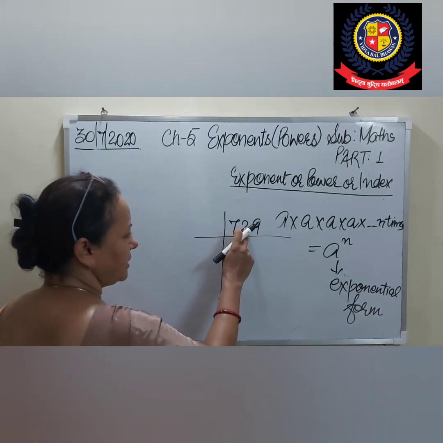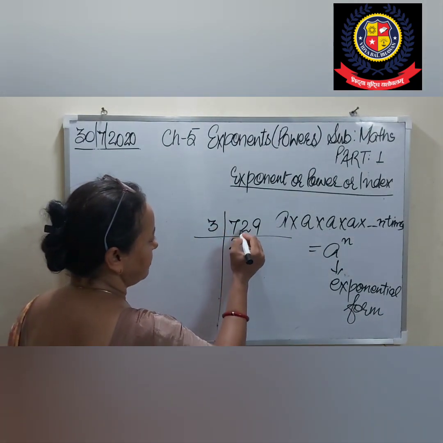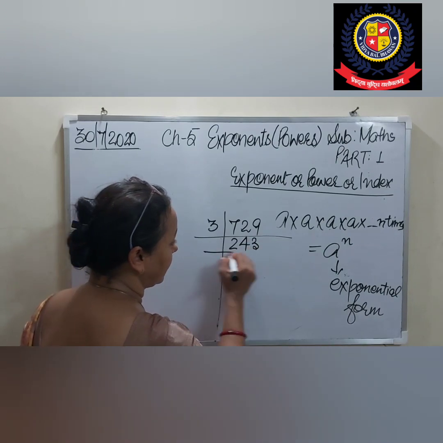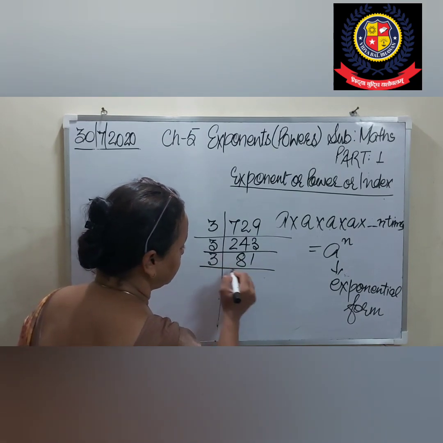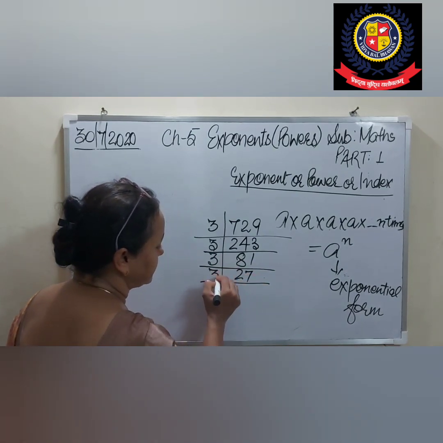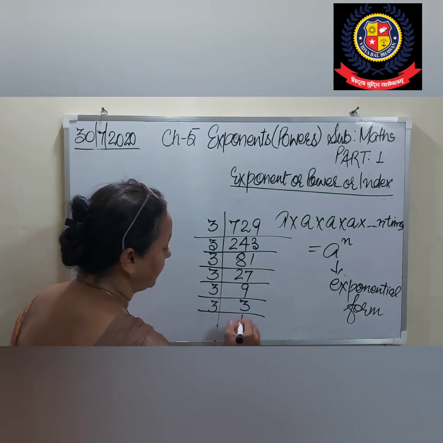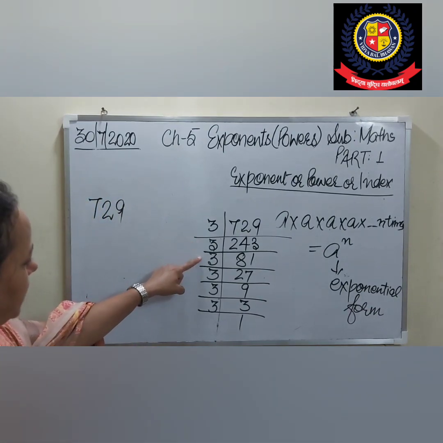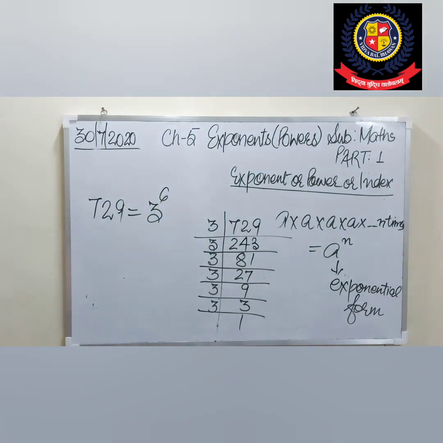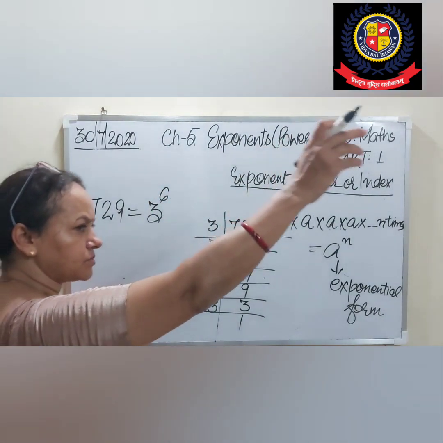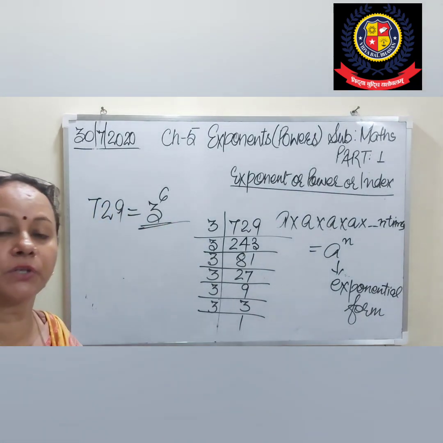729. 9, 9, 18. The number is divisible by 3. 3 2s are 6, 3 4s are 12, 3 3s are 9. Again this number is divisible by 3. 3 8s are 24, 3 9s are 27, 3 3s are 9, 3 3s are 9, and 3 1s are 3. How many times is 3 occurring? 1, 2, 3, 4, 5, 6. Can I write 3 to the power 6? This is the exponential form. Or we can write first 3 into 3 into 3, 6 times, and then equals 3 to the power 6. So this is known as the exponential form.